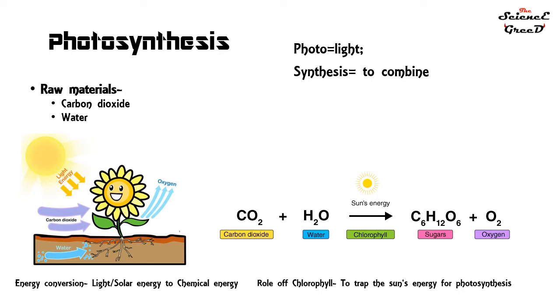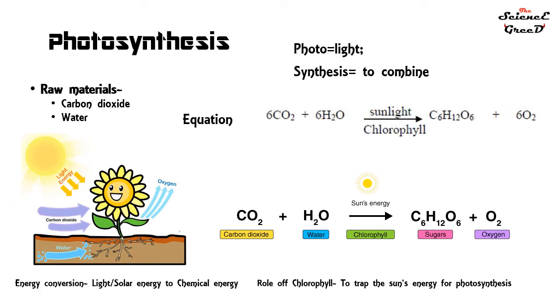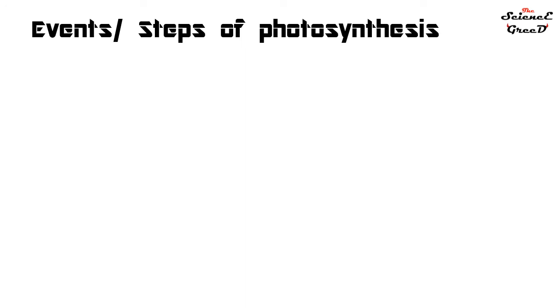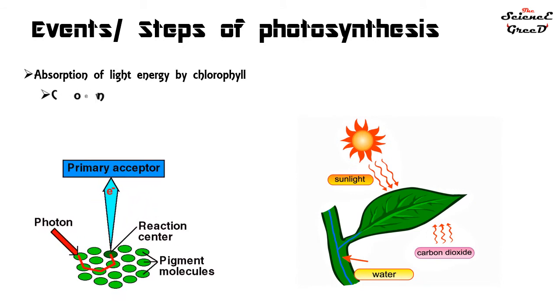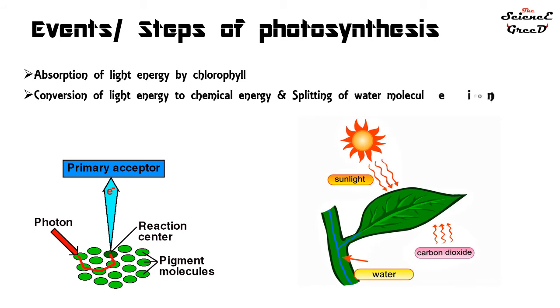The photosynthesis equation is as follows: CO2 plus H2O plus energy gives C6H12O6 plus O2. Carbon dioxide plus water plus energy from light produces glucose and oxygen. There are a few events or steps of photosynthesis. They are: absorption of light energy by chlorophyll, conversion of light energy to chemical energy and splitting of water molecule into hydrogen and oxygen, and reduction of carbon dioxide to carbohydrate.